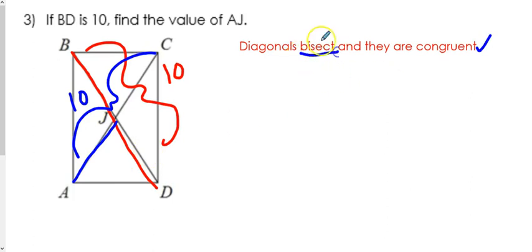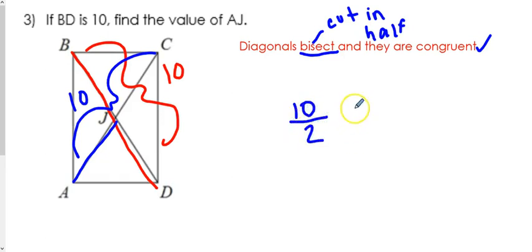Remember, they bisect, and bisect means to cut in half. So we're going to take 10, and we're going to divide it by 2. And this will equal AJ. And so 10 divided by 2 is 5. Again, we use two properties there to get our answer.